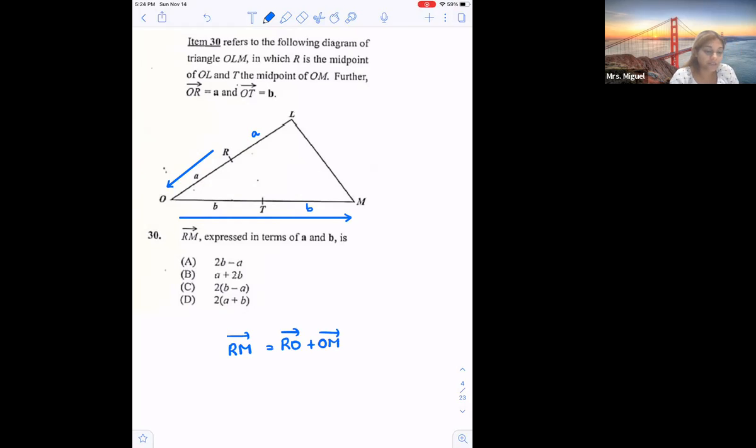But in the direction O to R is A, so therefore if you go in the opposite direction, it will be minus A. So this would be minus A. And OM would be B plus B, which gives us 2B. So the answer is 2B minus A. So we just have to follow the direction of the arrows. If we are going in the reverse direction, the sign on the variable must change. So to go from R to M, we must go from R to O and then O to M. All right?